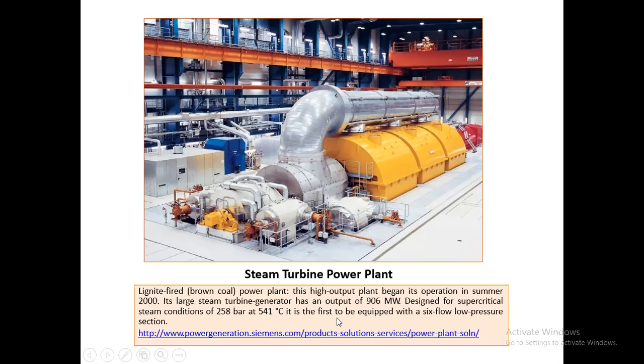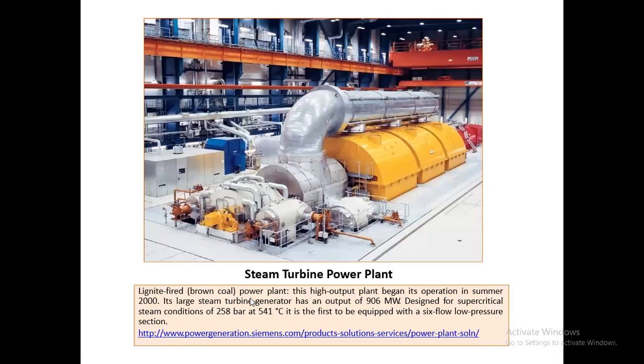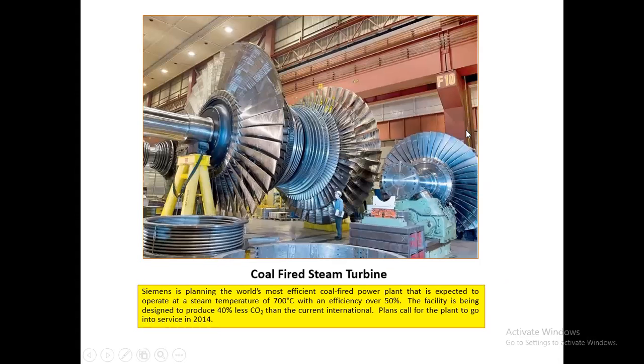It is the first to be equipped with a 6-flow low pressure section. These are the subsections of 6, further divided into two parts. These are a total of 6 sections. Furthermore, the coal-fired steam turbine. This is the coal-fired steam turbine. That means steam can also be in it, but it is a coal-fired steam turbine. The turbine which is used in these sections that we are talking about is that coal-fired steam turbine.